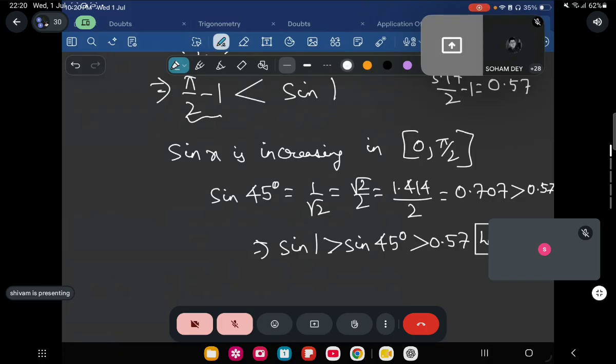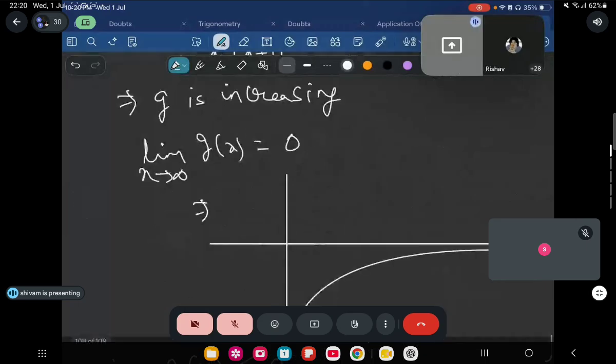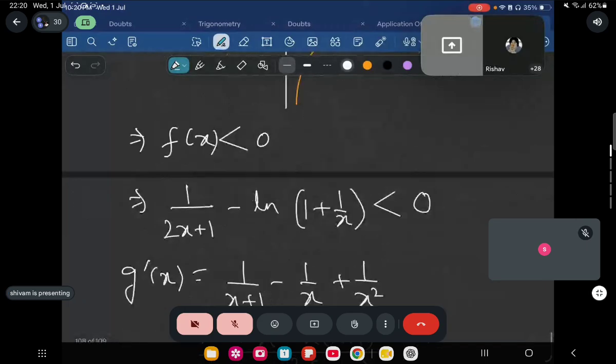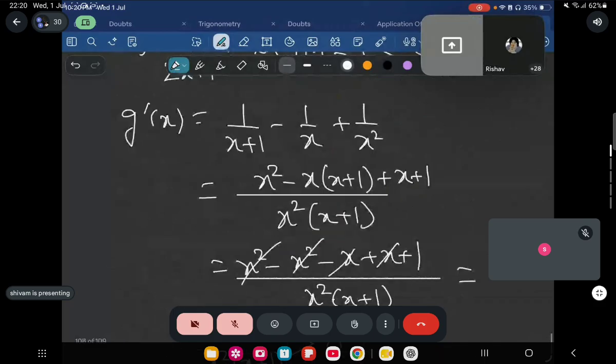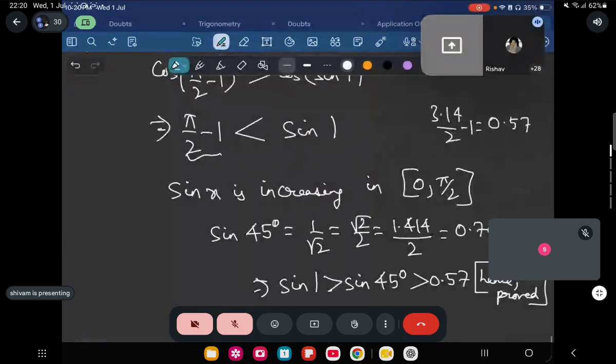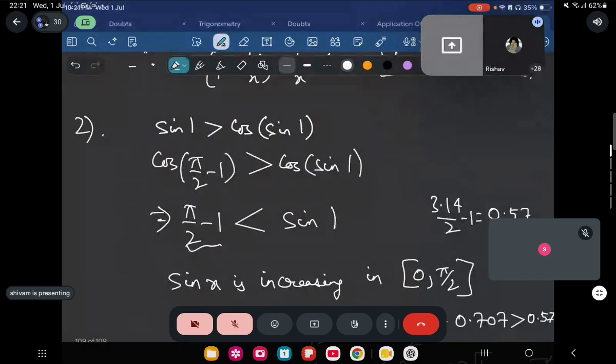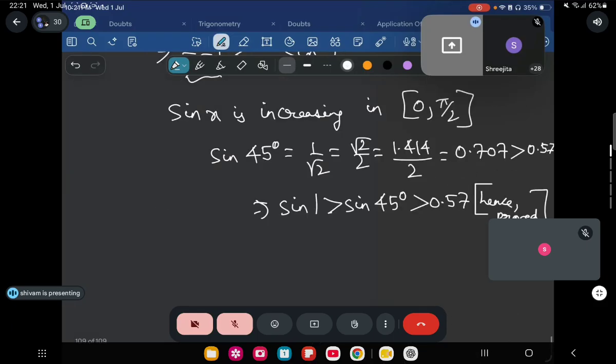Can't we do it without taking any general values? Like somehow taking a function and proving it is increasing or decreasing. Something like that. Sir, I thought of a way other than taking the values.